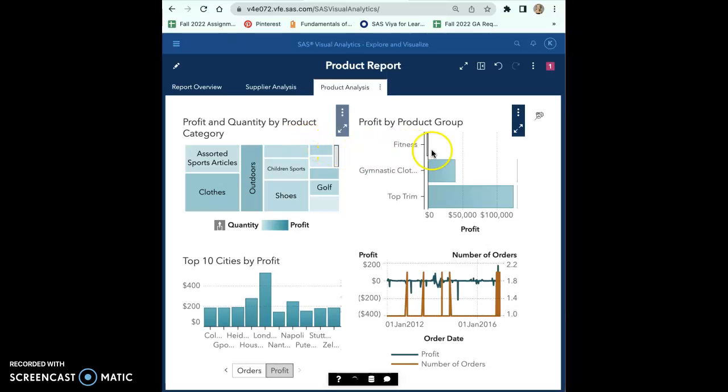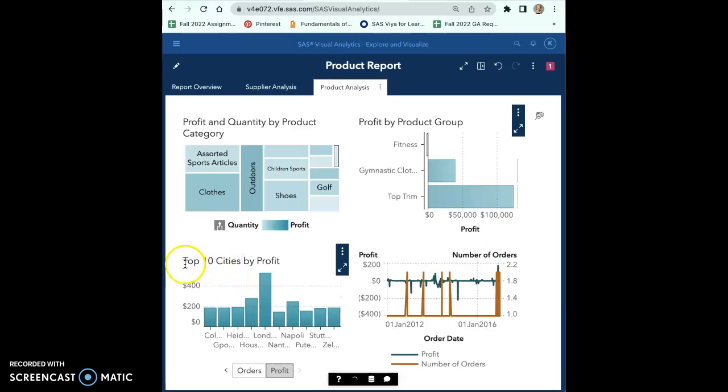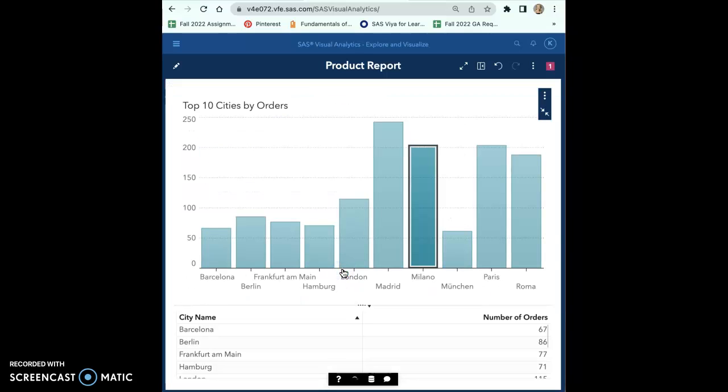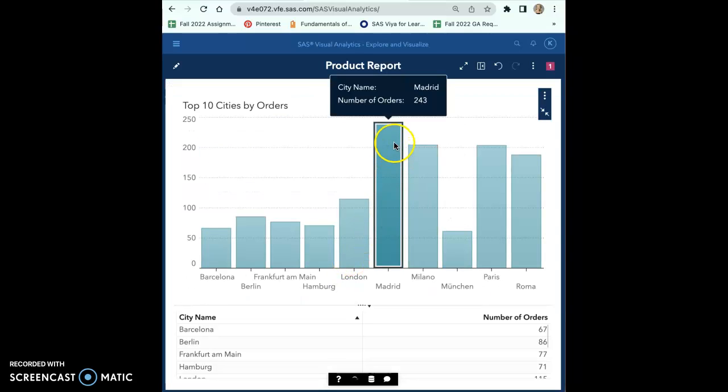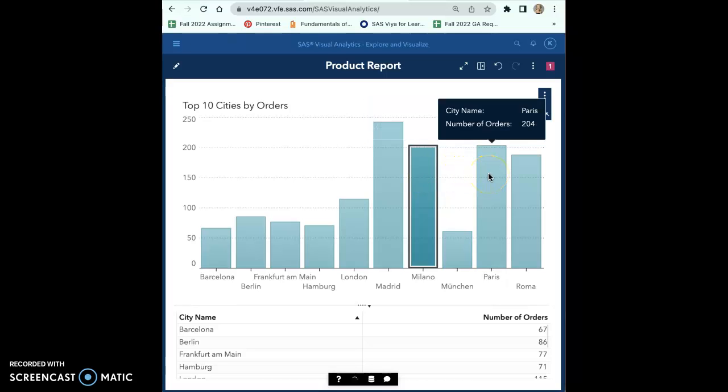So we are still in the fitness. We are going to go to top 10 cities by profit to answer what are the top 2 cities by orders for fitness products. So we're going to answer orders first. Have this bigger. So we can see that Madrid is obviously the highest bar, followed by Milano, and if we hover over it, it'll say the number of orders is 205, and Paris seems really close, but their number of orders is 204. So the answer for this one is Madrid and Milano.